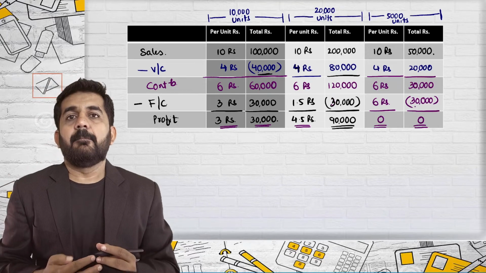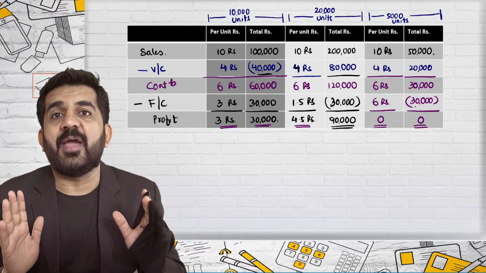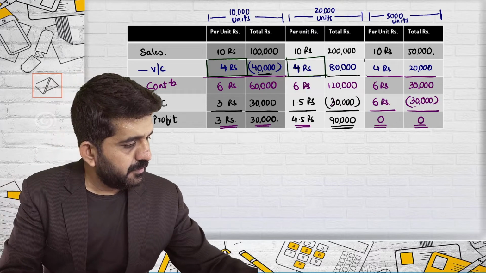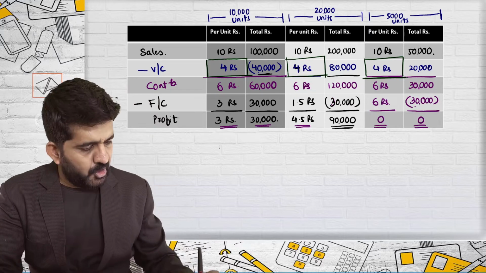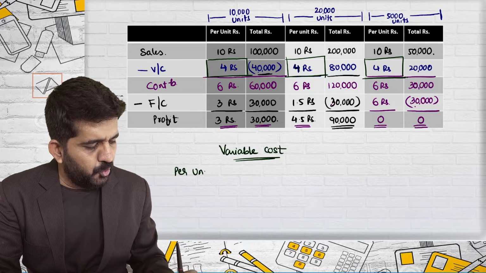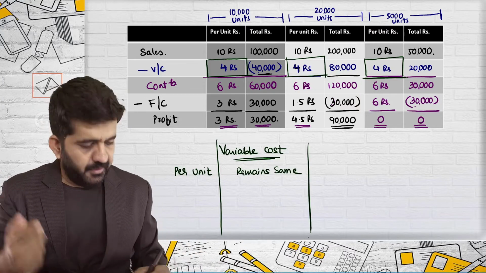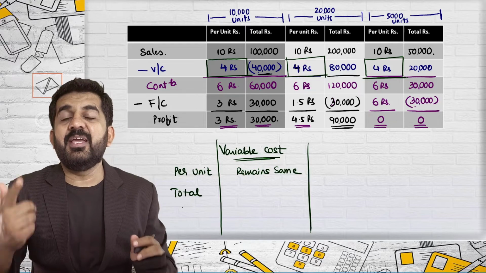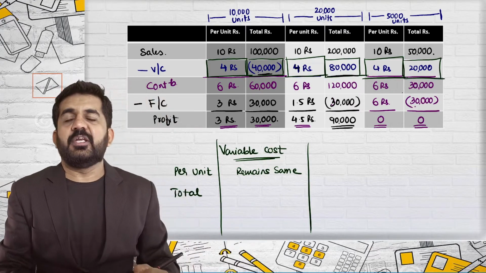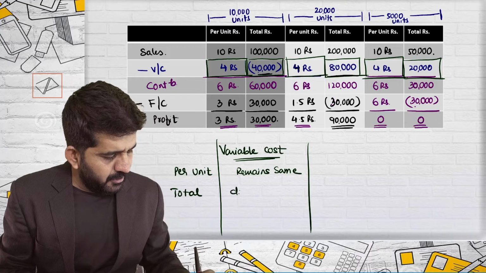See why I did this? Because I want to explain one basic fundamental principle. At whatever level of activity, my variable cost per unit remains the same. But total variable cost does not remain the same. See this: 40,000, 80,000, 20,000. It increases as production and sales increase, and it decreases as production and sales decrease. So the total does not remain the same.